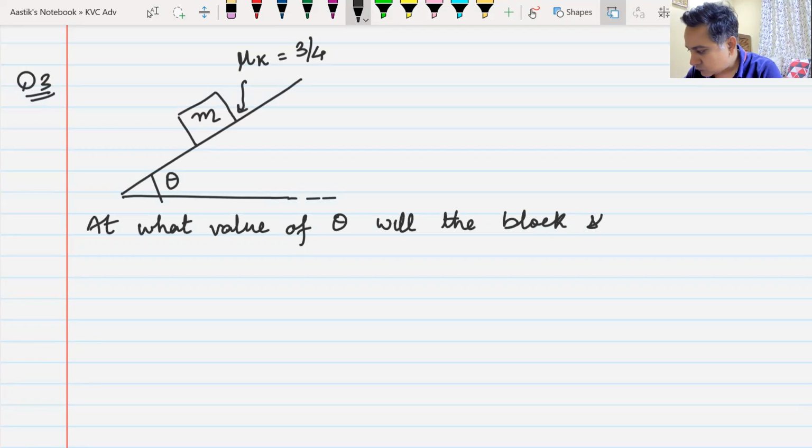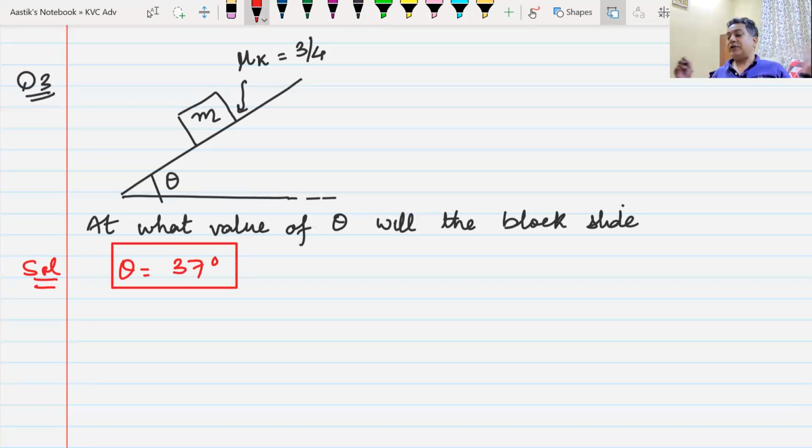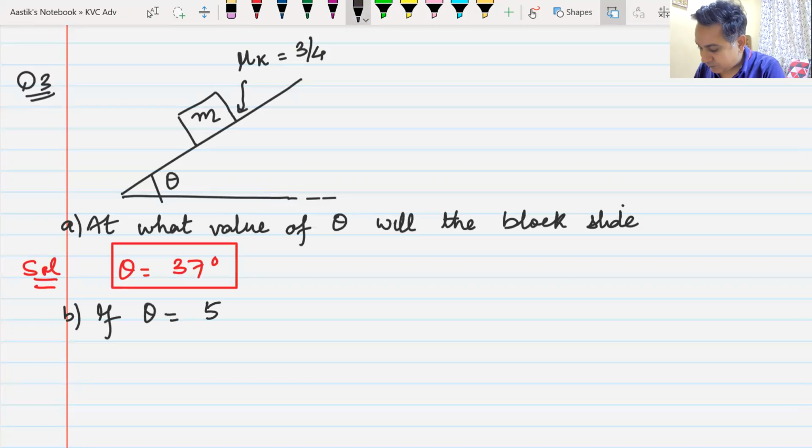37 degrees, sir. Well done. Do we understand the answer? At theta equal to 37 degrees, the block will start to slide. No one can stop it. This is question number A. Question number B: if theta is equal to 53 degrees, find the acceleration of the block.